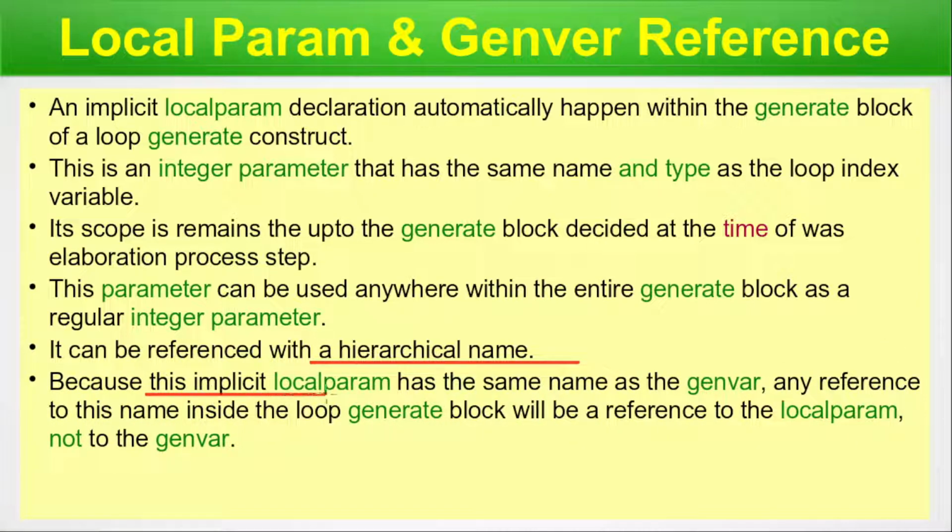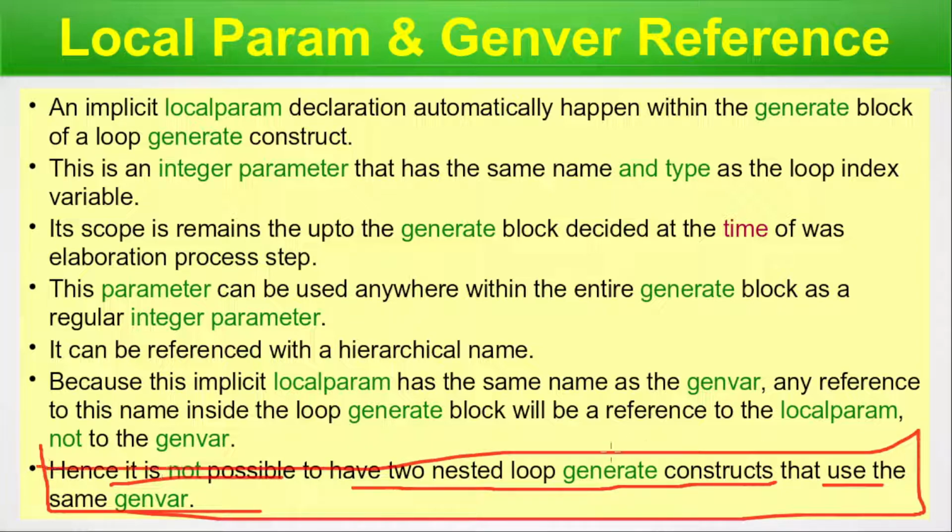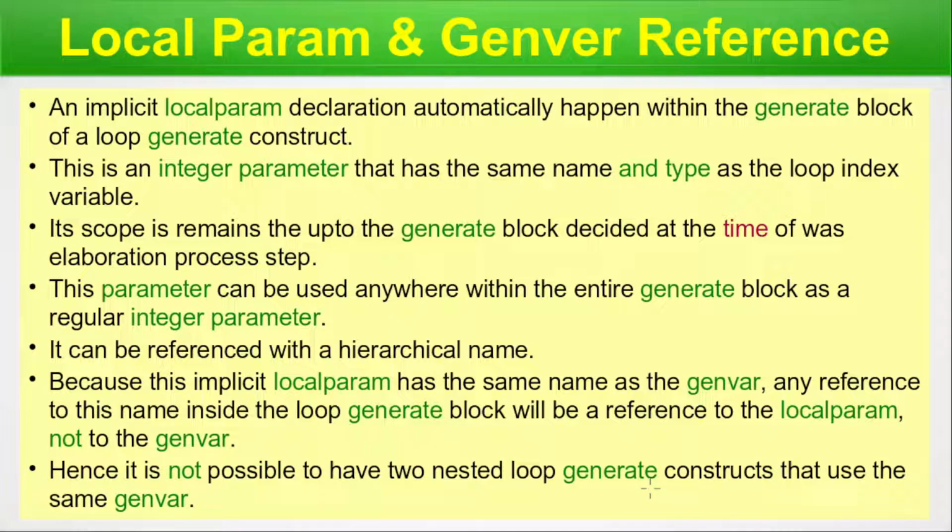Because this implicit localparam has the same name as the genvar, any reference to this name inside the loop generate block will be a reference to the localparam. This is another kind of mapping we have, and it will not be a reference to the genvar. Hence, it is not possible to have two nested loop generate constructs that use the same genvar. So this is very, very important. We cannot have two nested loops with the same genvar. This is the reason, because it will create a reference that will refer to the localparam.